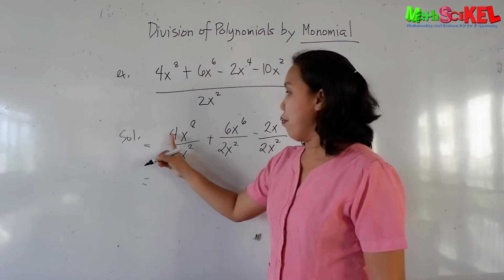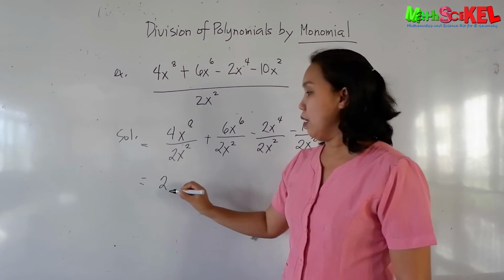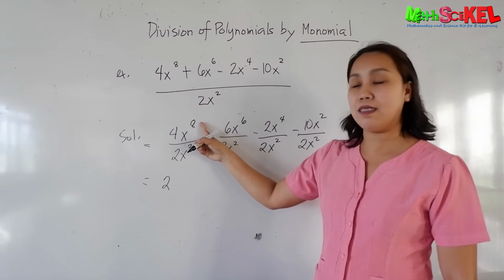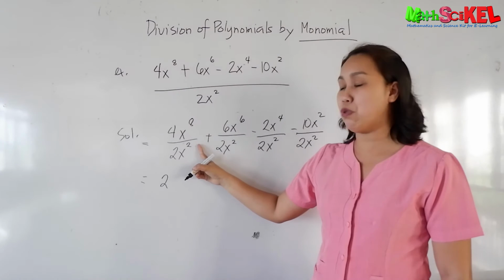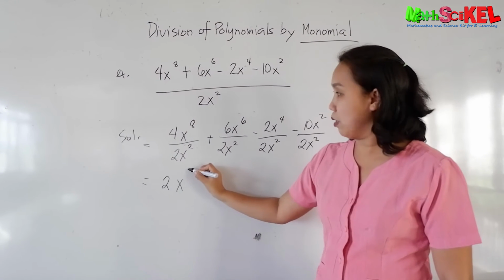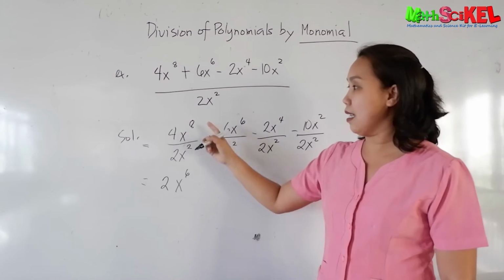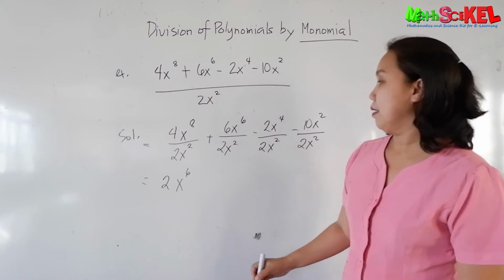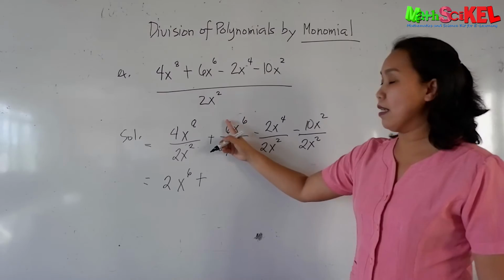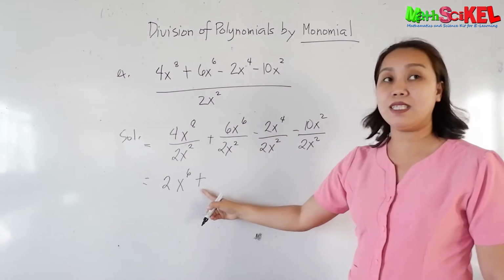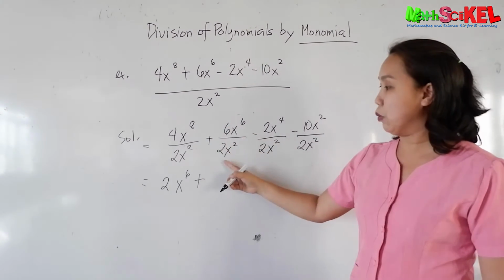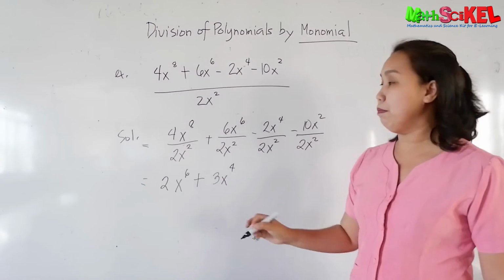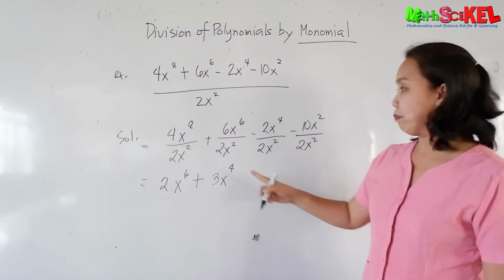So, 4 over 2 is simply 2. Then apply the quotient law. 8 as the exponent minus 2 will become x to the 6th power, since x, the value here, is greater than 1. Then, plus, positive divided by positive is positive. 6 over 2 is 3, x to the 4th power, or simply 6 minus 2.